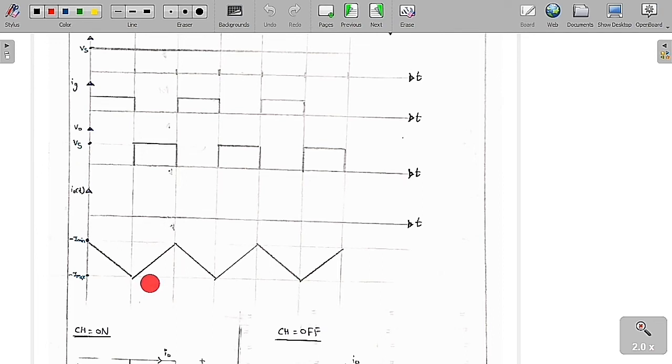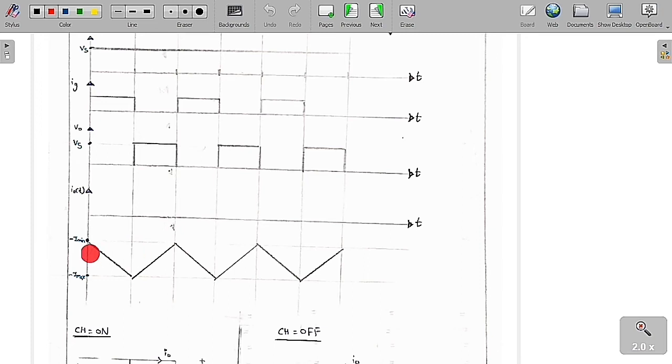Whenever the chopper is open, the inductor is going to get discharged. So we are going to get a waveform in this fashion. Whenever the chopper is on, the output voltage is equal to 0 and the inductor is going to get charged in the reverse direction.